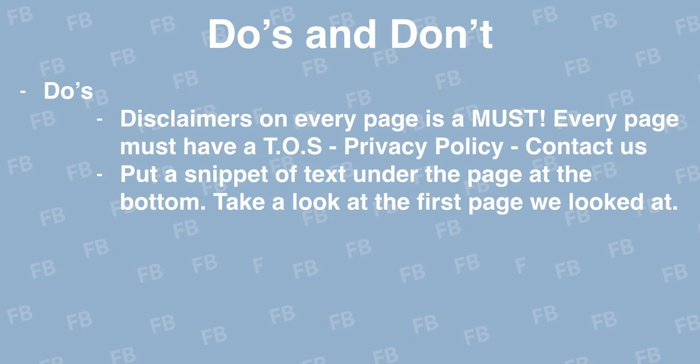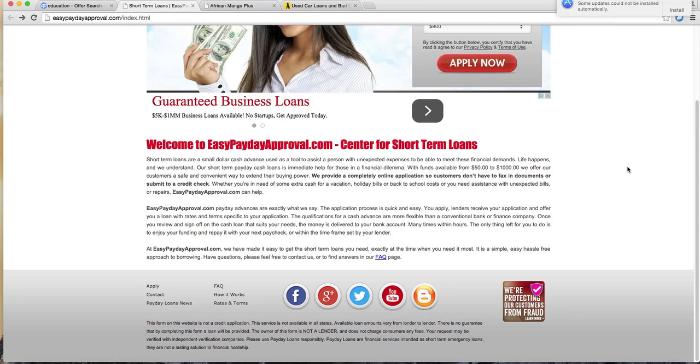So the disclaimers are a must. You want to put a snippet of text under the page at the bottom. And let's take a look at the first page that I just showed you. You see this text right here? This is going to cover your butt when working with Facebook ads. This little text right here. Not only do you have the satisfaction of having the links in there, the how it works, the frequently asked questions, about us, etc. All those links at the bottom of your own page. Really, all you need is a disclaimer, terms of service, and contact us. But if you add this right here, your butt is covered. Excuse my language, but this is how we're going about it. Your butt is covered 100%.